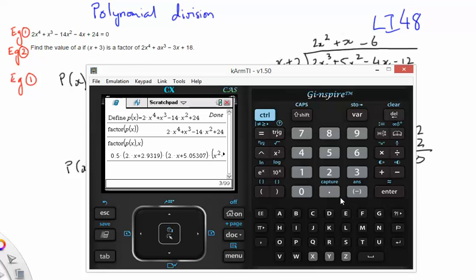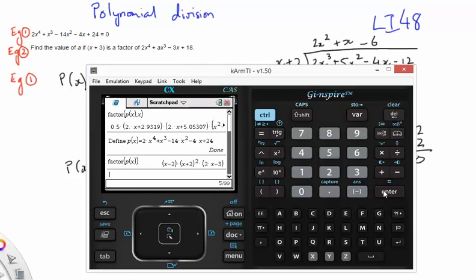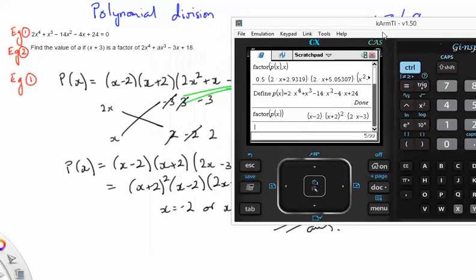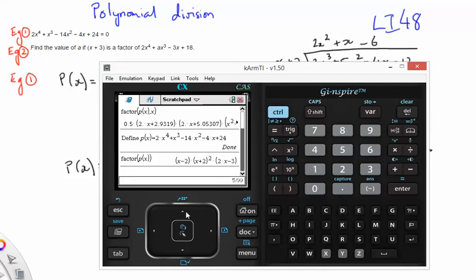2x to the 4 plus x cubed minus 14x squared. Oh, oops, I missed a term. Okay, grab this. Let's minus 4x. So we're going to redefine it. Minus 4x. There we are. Is that defined correctly? Minus 14x squared minus 4x plus 24. Good. Now we can go back up to our factor. Beautiful. See that? Same answer.